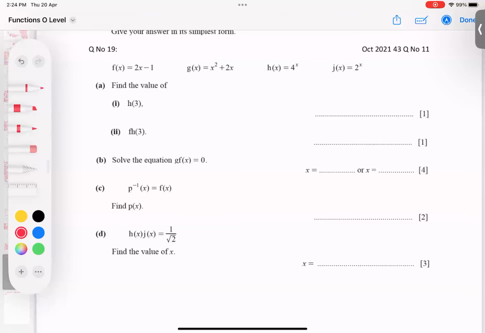Bismillahirrahmanirrahim. This is the October 2021 43 variant, question number 11. The topic is O levels functions. So let's start.